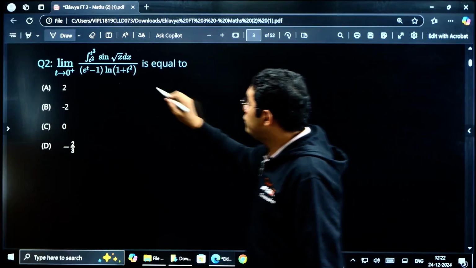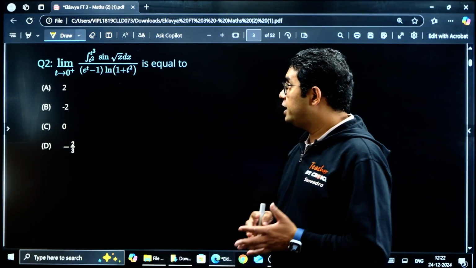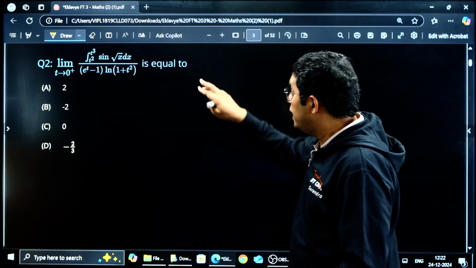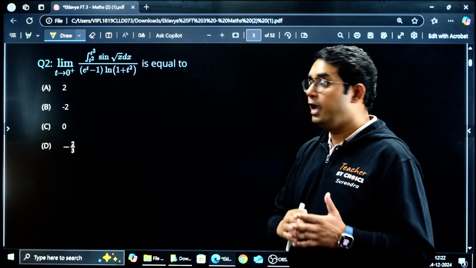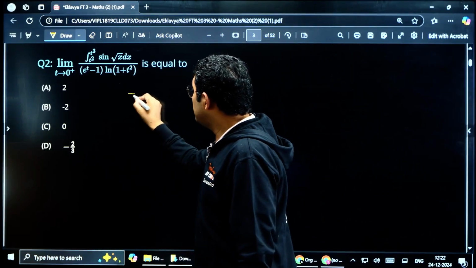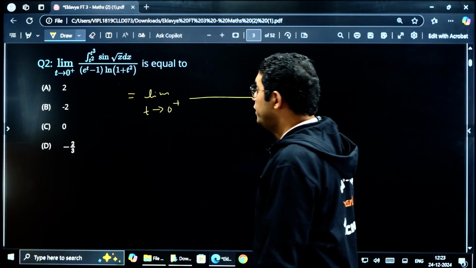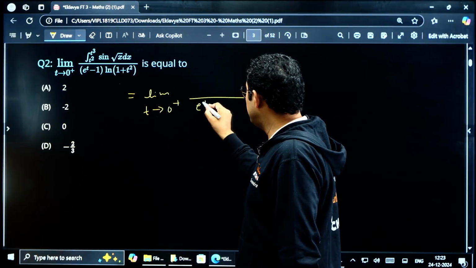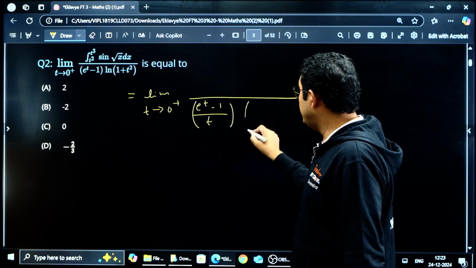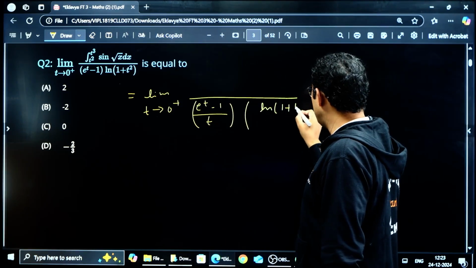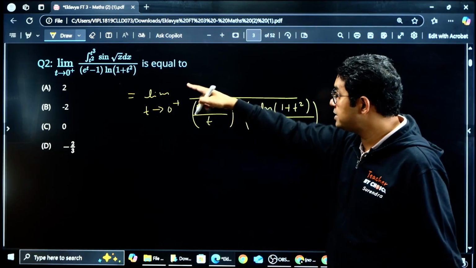That's a question on limits, where I think the L'Hopital rule is to be used. We are given the limit as t approaches 0 plus of the integral from t square to t cube of sine root x dx, upon (e power t minus 1) times ln(1 plus t square). Now please see, for the things given in the denominator, we can use standard limits. e power t minus 1 upon t will become equal to 1. Similarly, ln(1 plus t square) upon t square will also become equal to 1 as t approaches 0.